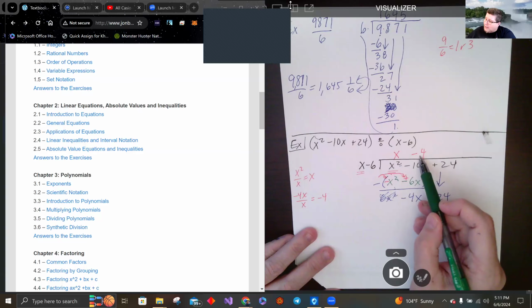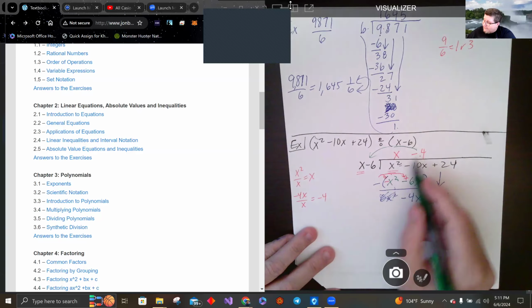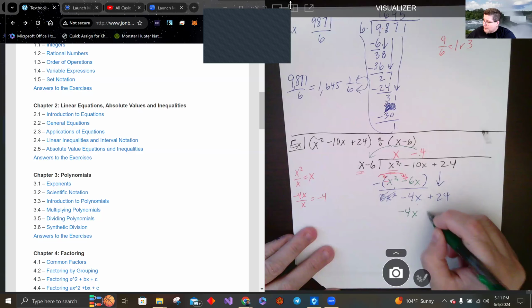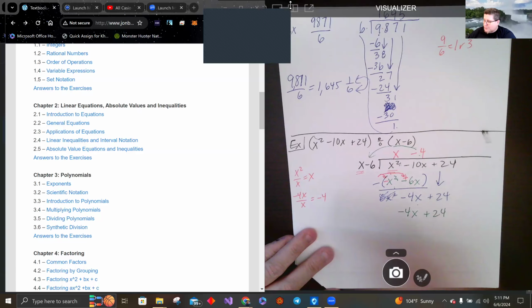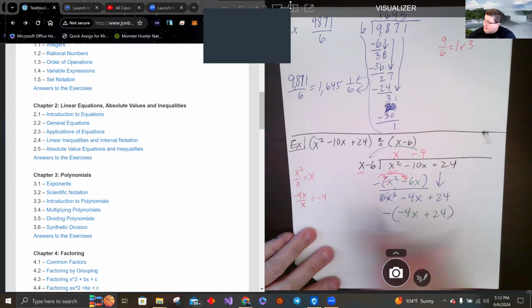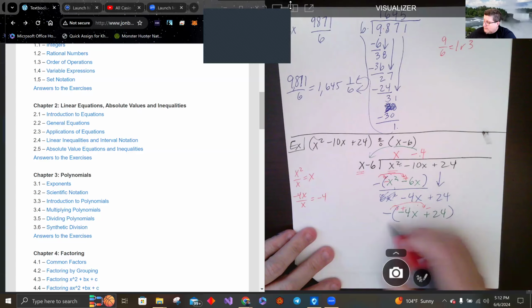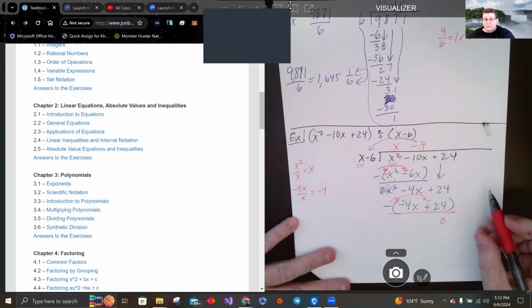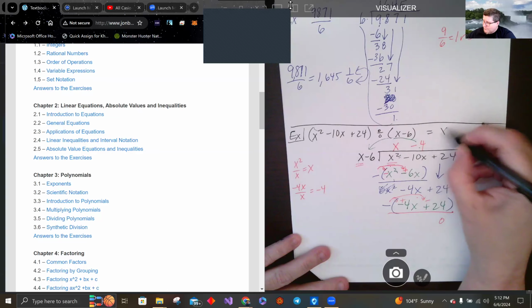Negative 4, and I'm going to multiply it by everything out here. Negative 4 times x is negative 4x. Negative 4 times negative 6 is positive 24. These match up perfectly, which is what they were supposed to do, so that when I subtract, that first term goes away. Conveniently, the second term goes away also. So this ends up being x minus 4.